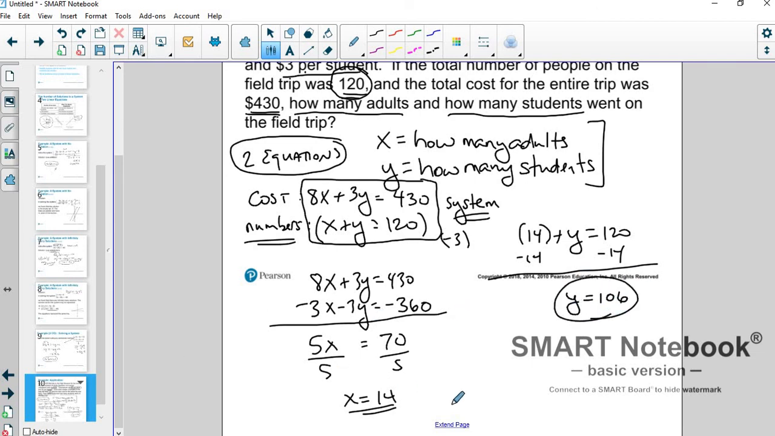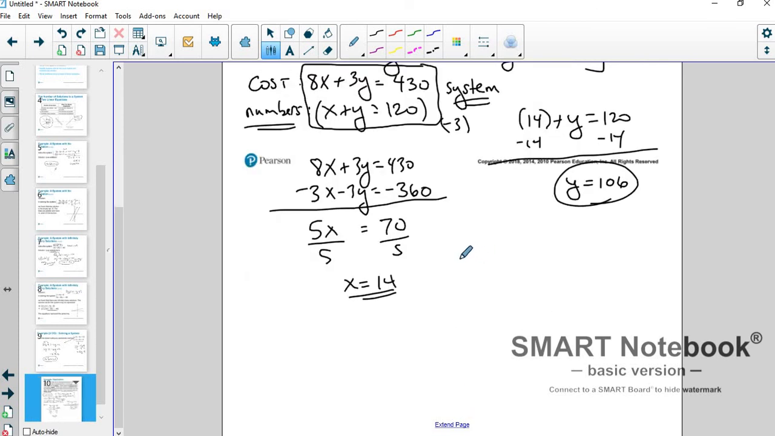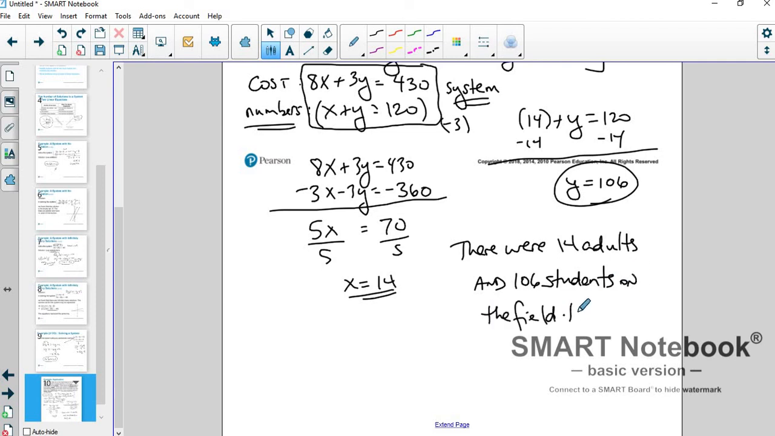So how do we answer this question? We answer this question with a sentence, or with words at least. So there were 14 adults and 106 students on the field trip. Okay?